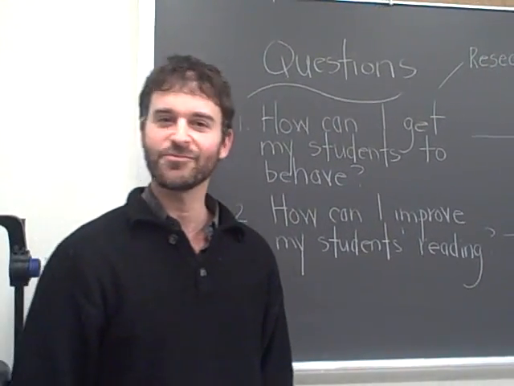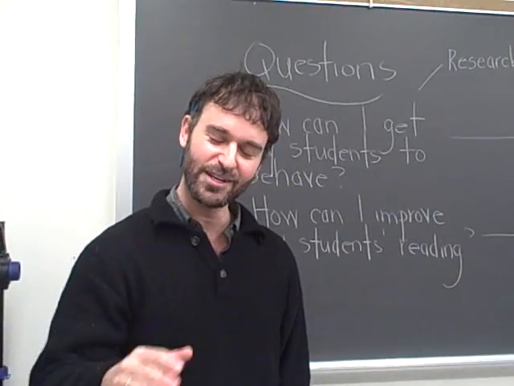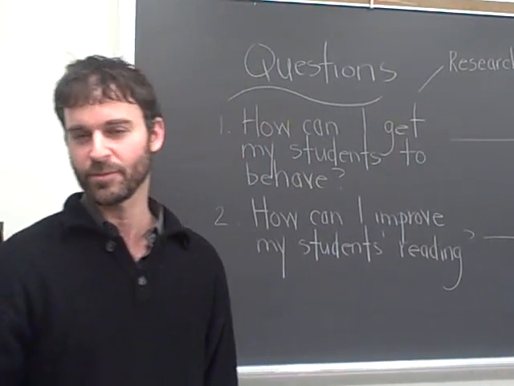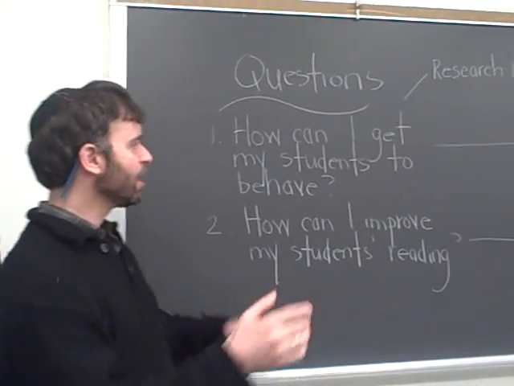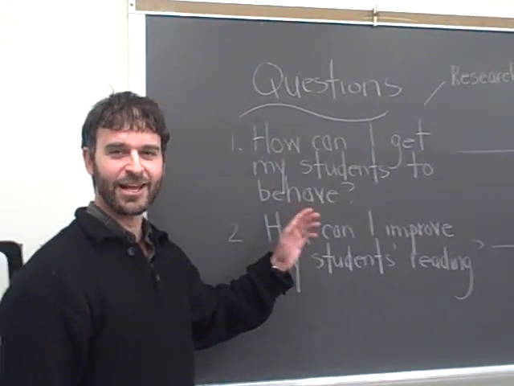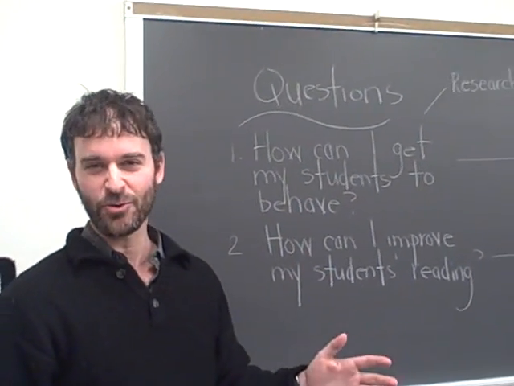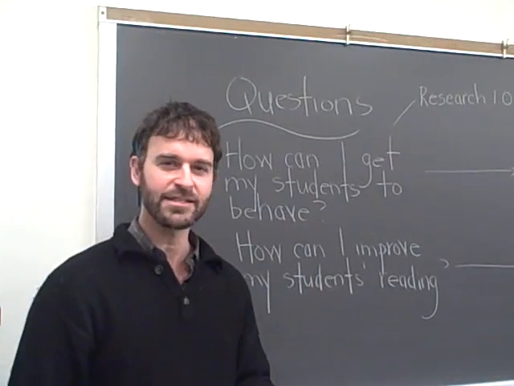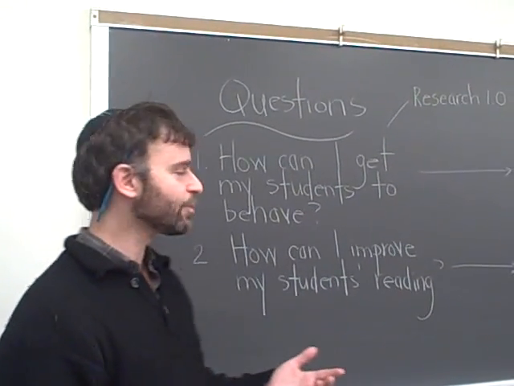I just want to give you a sense of what we covered in class tonight so that you're really good on the types of questions we're going to be doing in this course. So, here are a couple of examples of what I call Research 1.0 questions. They're good, they're authentic, but they're not yet researchable. So let's see what they are.